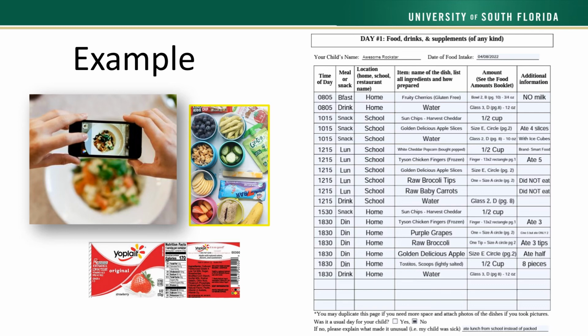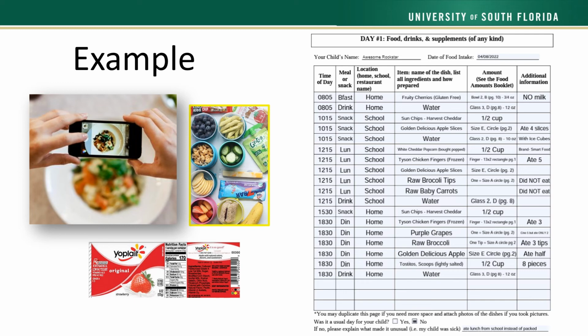The child's name and date were included. This day actually occurred on a Friday, which our project counts as a weekday. The time of day was 8:05 in the morning because we used the 24-hour clock. We see the child have breakfast from home. The food item is Fruity Cheerios that are gluten-free.